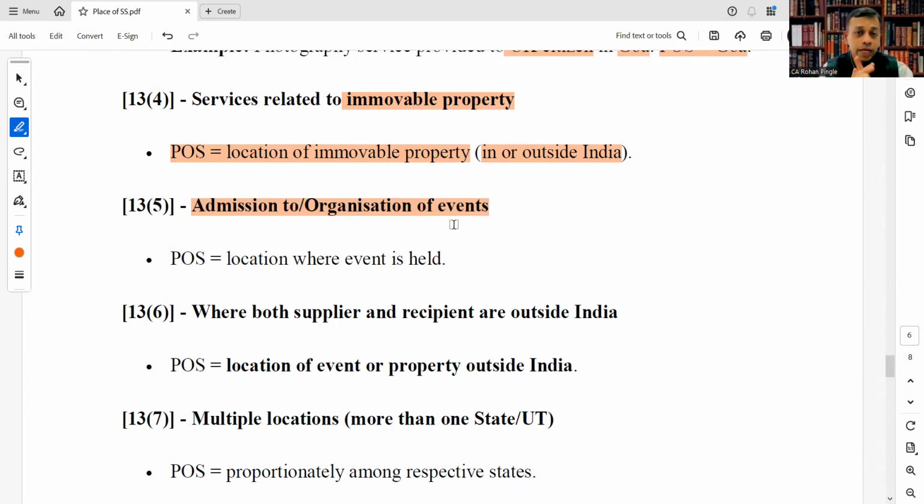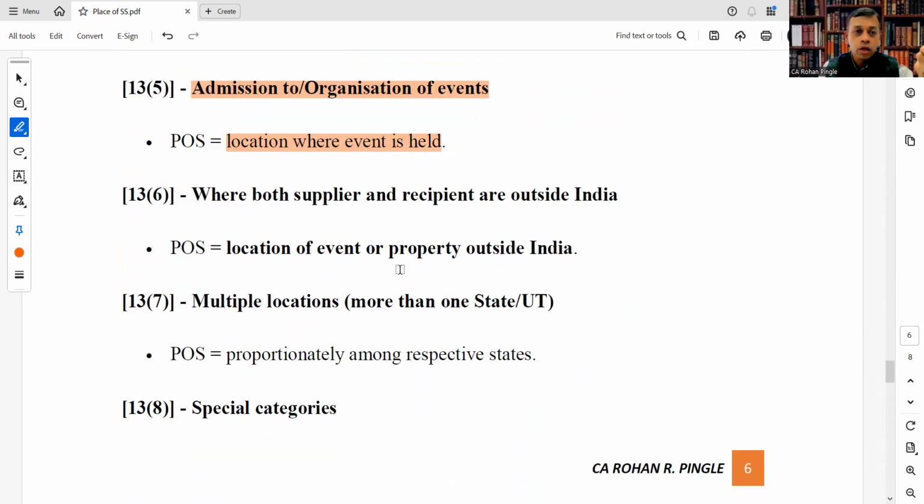In section 12, it is two separate. But under section 13, it is clubbed. That is admission to or organization of an event. Place of supply will be the location where the event is actually held.